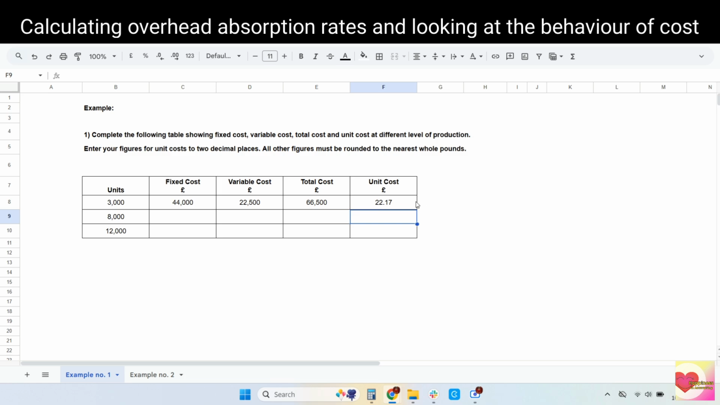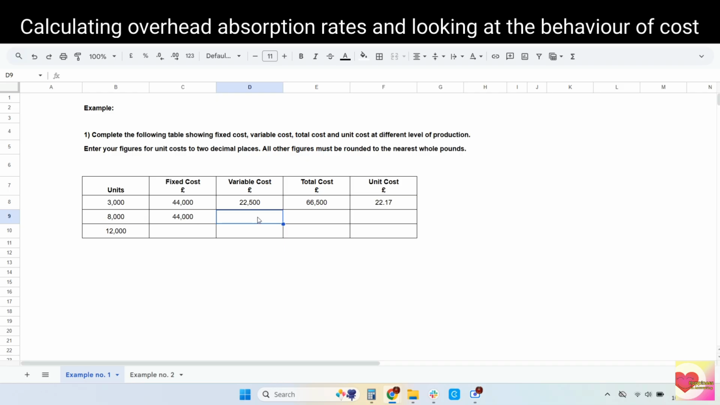Next, for the 8,000 units, we don't have the fixed cost here, but we know that the amount is fixed no matter what the number of units is. So this is the same as the 3,000 units, which is 44,000. Then let's go to the variable cost. The variable cost varies as the number of units varies. So the variable cost for 3,000 units is different from 8,000 units.